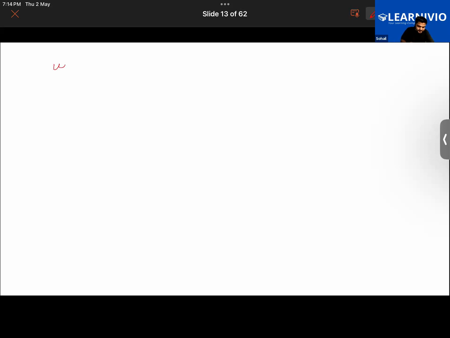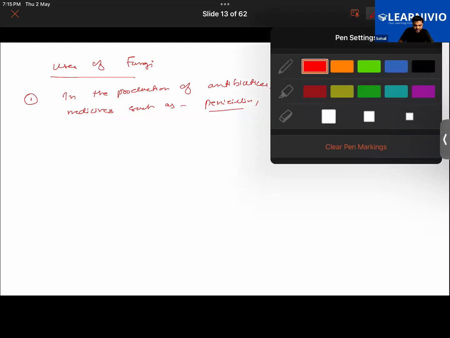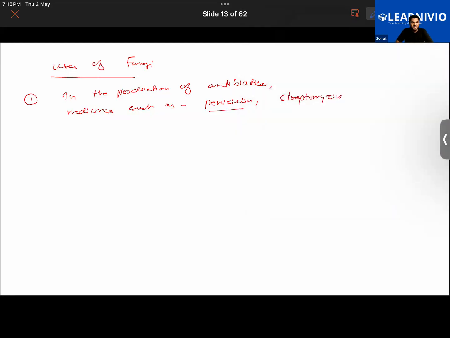Let me write it. Uses of fungi. The first one, in the production of antibiotics. Then in medicines such as penicillin or streptomycin. Penicillin is made by using a fungus called penicillium.